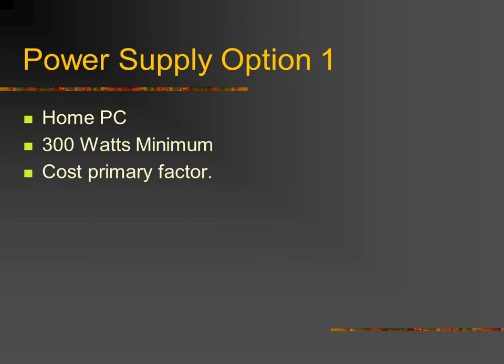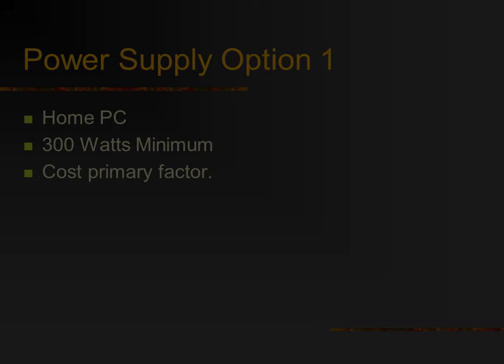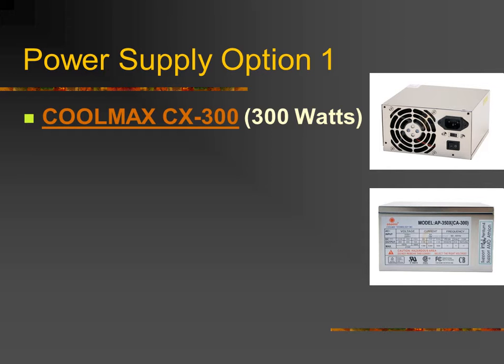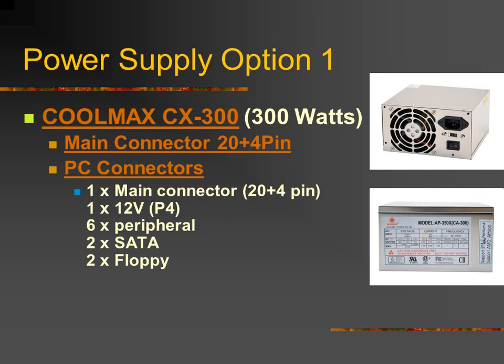You asked us for two power supplies today. One was for a home PC meeting a 300 watt minimum requirement with cost being your primary factor. So our first one that we decided to bring to you today was our CoolMax CX300, which is a 300 watt power supply, which meets the minimums required. With cost being the primary factor, this was the best one we had. It's got a main connector that's a 20 plus 4 pin, so it'll work on the older 20 pin motherboards as well as the new 24 pins.